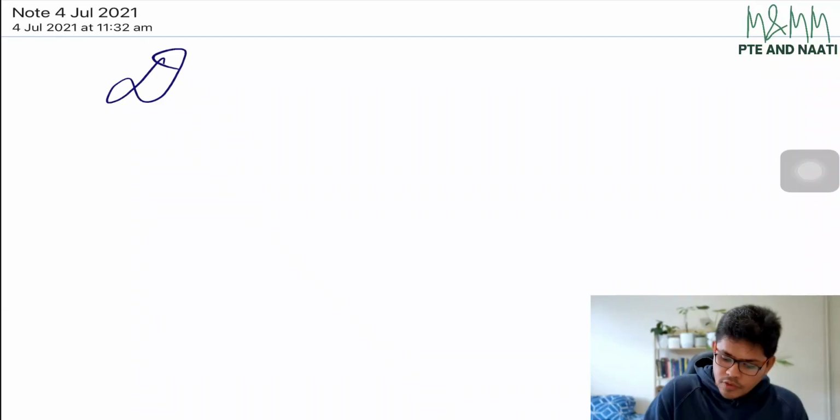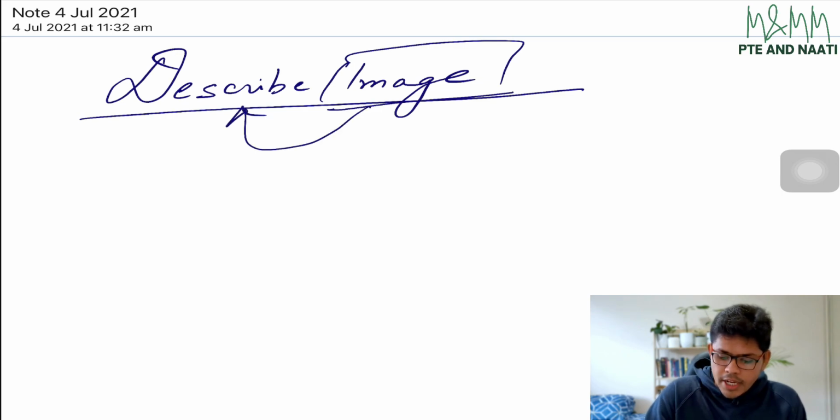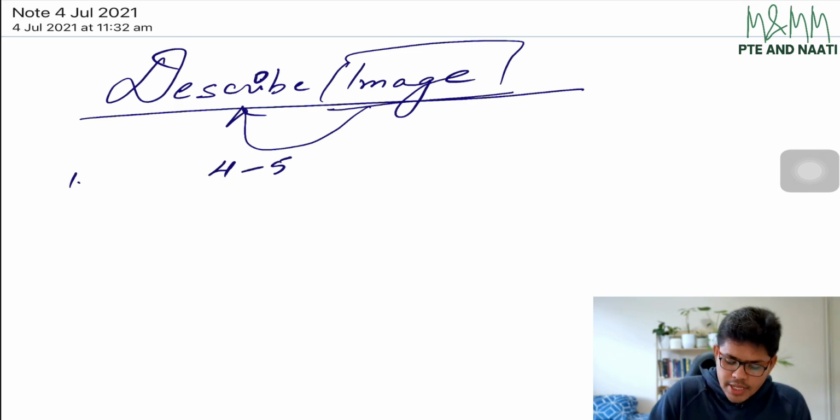Let's get started. The first thing that we will start with is the name. Again, Describe Image. When we say describe image, from the name itself it's very obvious that there will be an image given to us and our job is to describe the image. So we do not need to stress that we have to give detailed information about the image. No, that is not our task. Now, how many questions in the exam will we have? 4 to 5 questions of describe image.